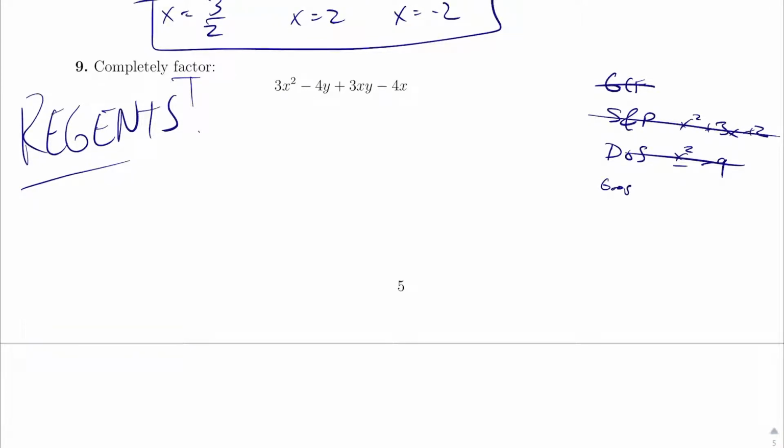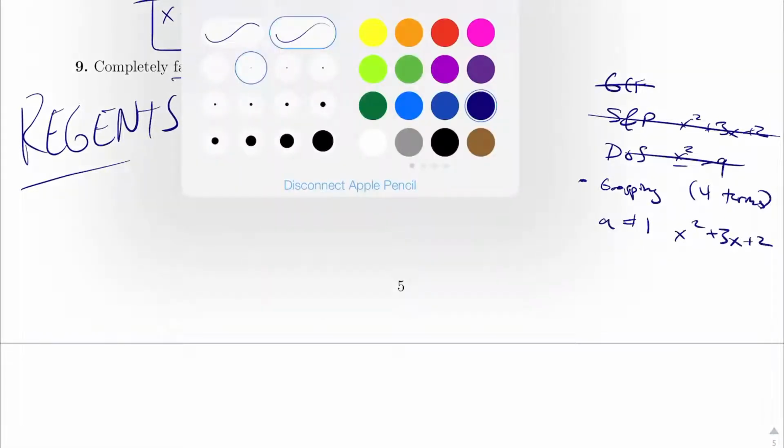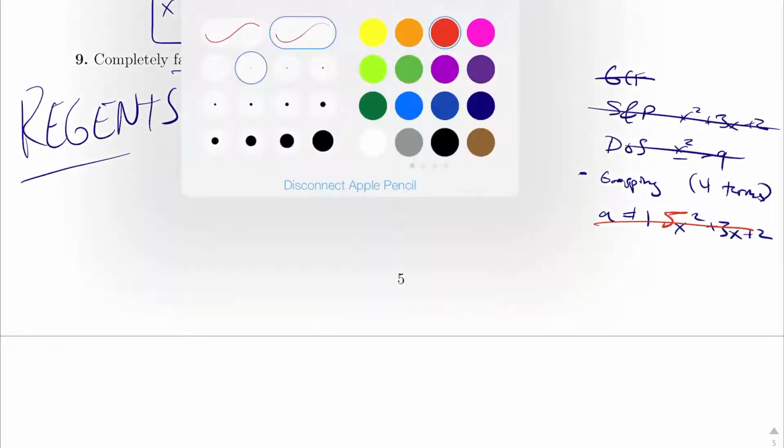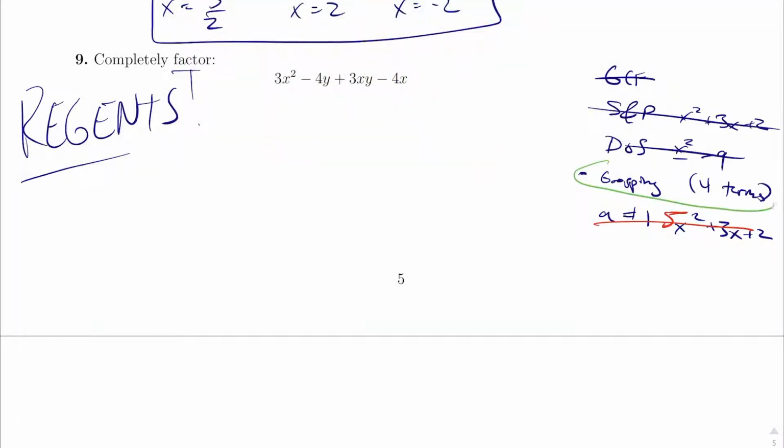Could it be a grouping problem? Well, it does have 4 terms, so that looks pretty good, so maybe grouping. And could it be an a is not equal to 1? Well, those look like sum and product, but with another number here, and so that's out as well. So if this problem can be solved, we know right away that it must be a grouping problem.